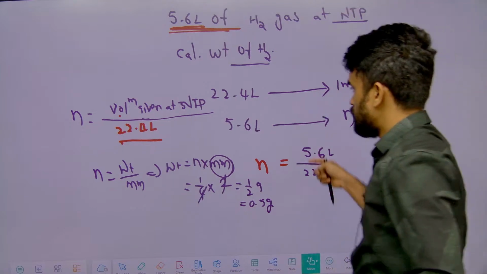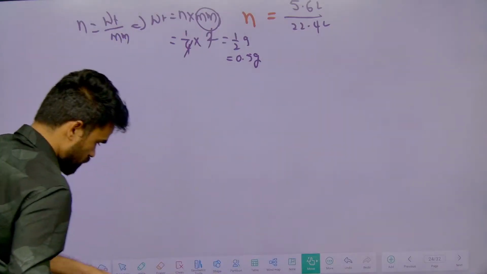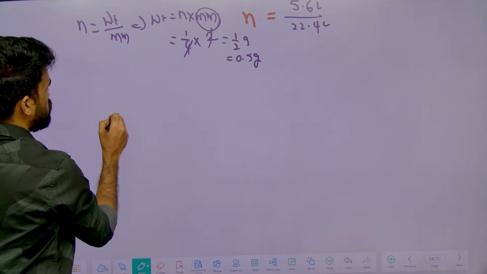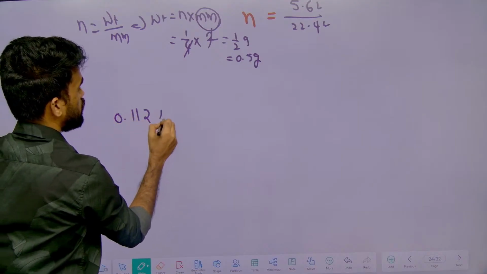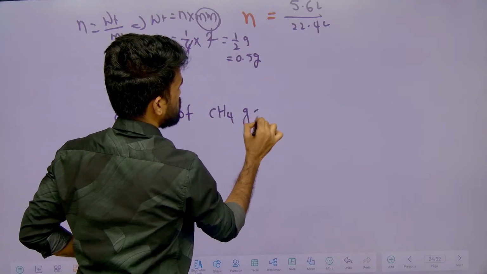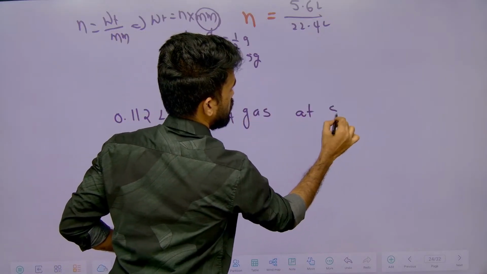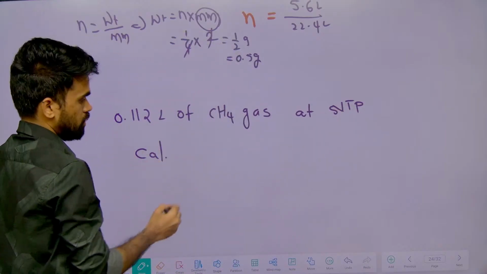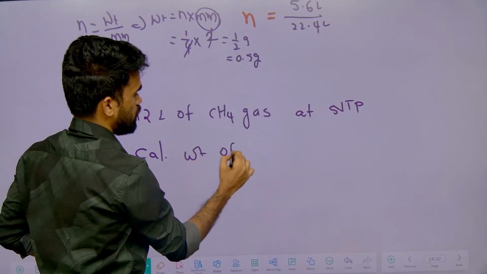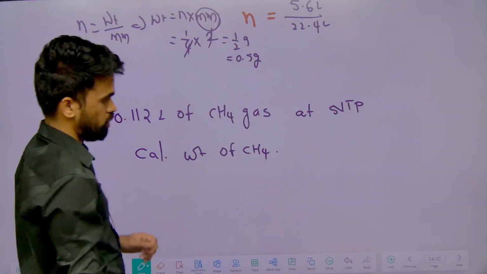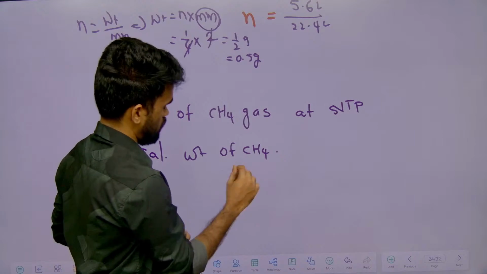Next, continuation to this, giving you 0.112 liters of methane gas at NTP. Calculate weight of methane. Do this first. Weight of methane. Yeah, that's it.